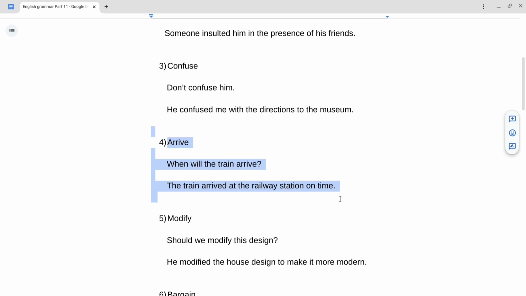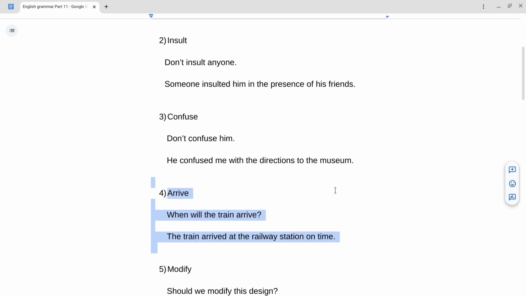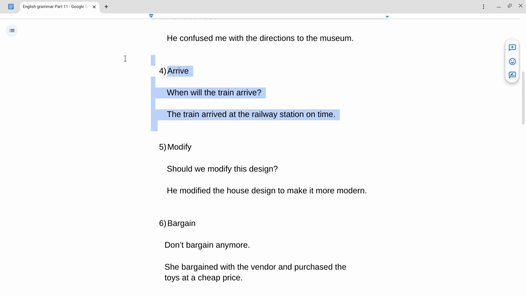Okay, the train arrived at the railway station on time. Here, arrive, the past form is arrived. So when you talk about vehicles, use words like arrival, departure, etc. So instead of reach, you can use the word arrive there.